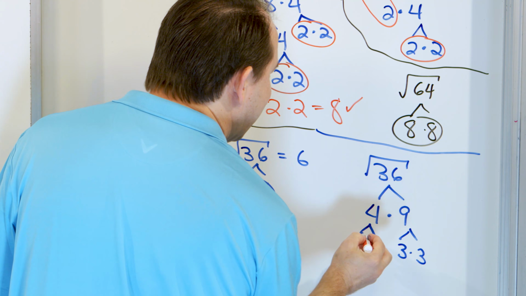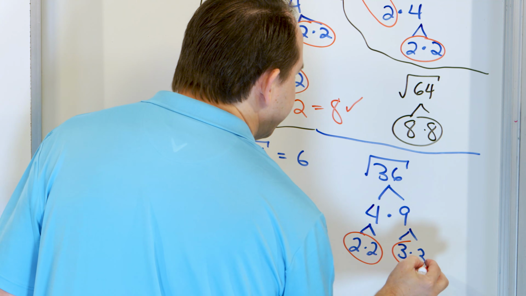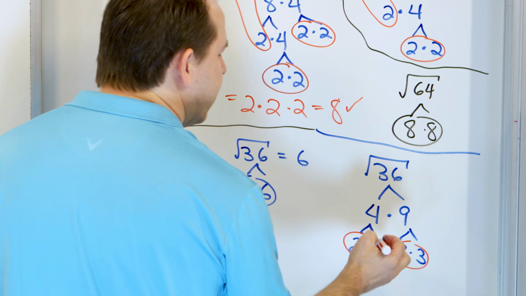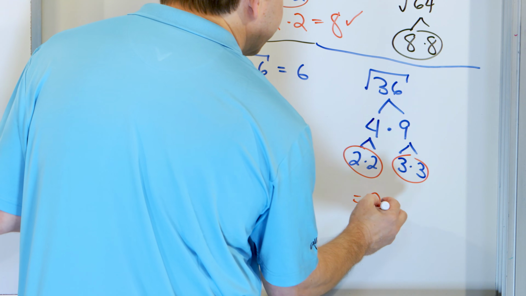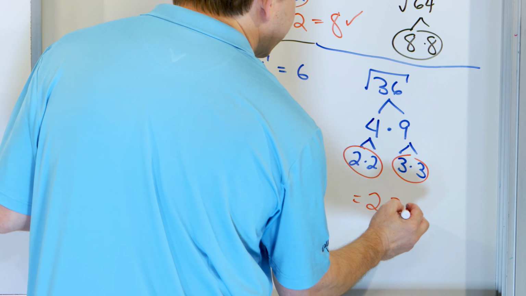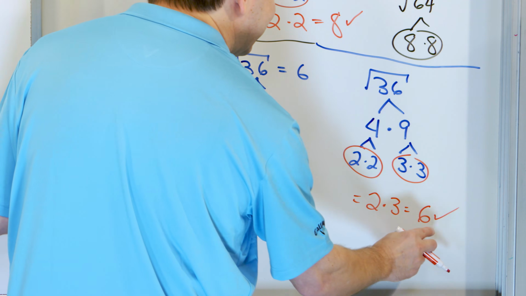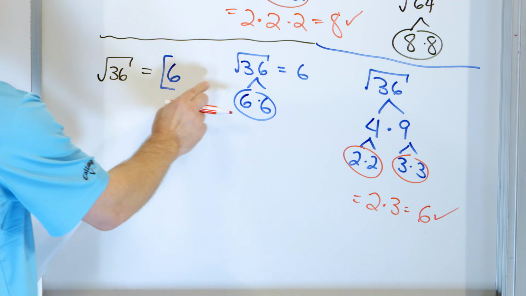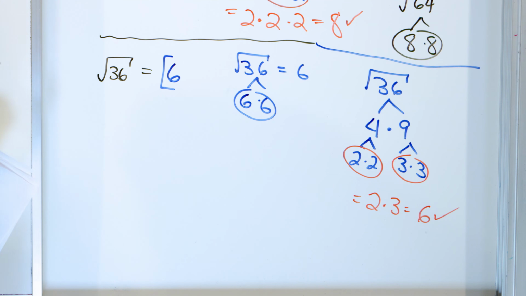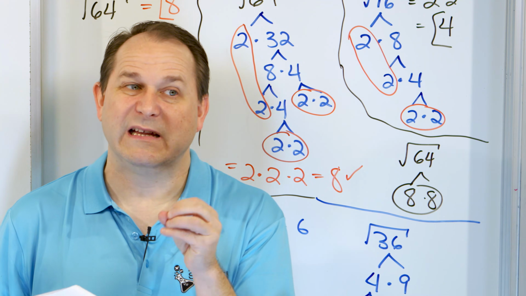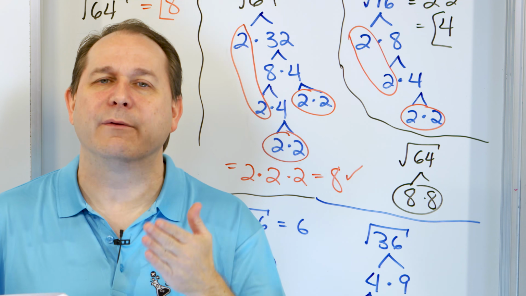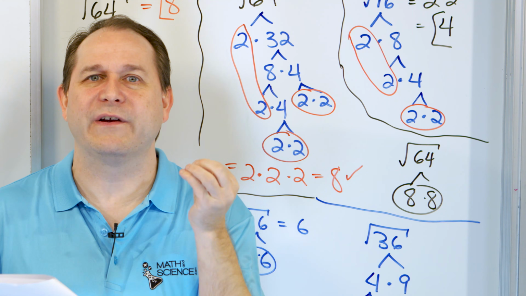We now look for pairs. Here's a pair, and here's a pair. We pull out the numbers here. We have a single 2 from here, and we have a single 3 from here, and 2 times 3 is 6, and this is the answer to the square root, which is exactly what we got just by multiplication tables. So now we have conquered, at least with these simpler problems, how to find the square roots of perfect squares.